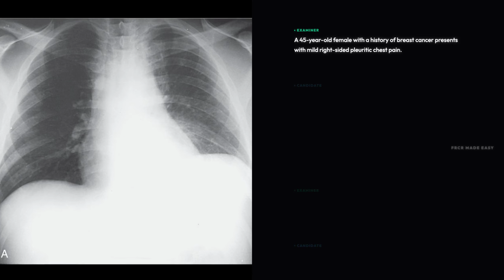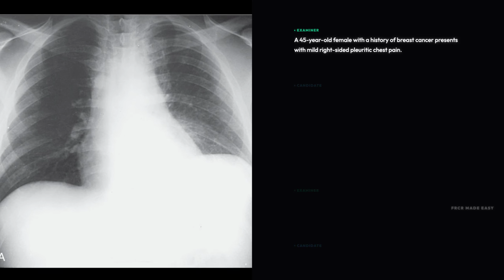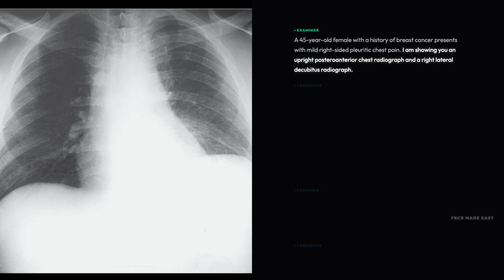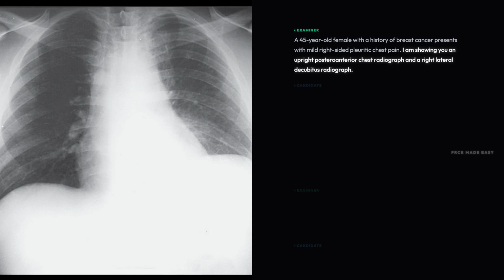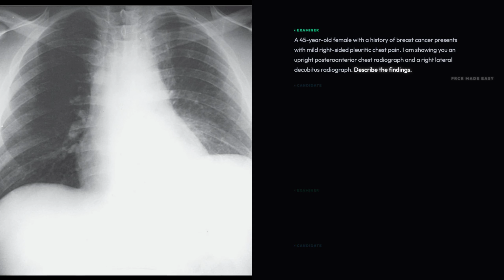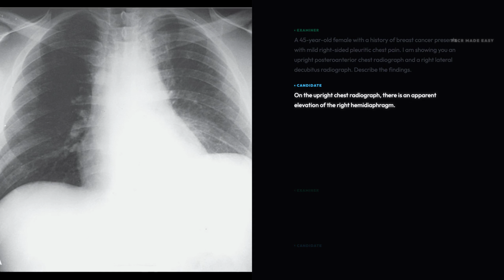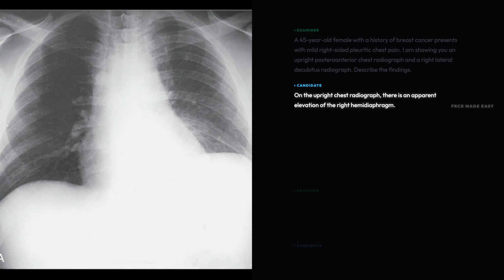A 45-year-old female with a history of breast cancer presents with mild right-sided pleuritic chest pain. I am showing you an upright posteroanterior chest radiograph and a right lateral decubitus radiograph. Describe the findings. On the upright chest radiograph, there is an apparent elevation of the right hemidiaphragm.